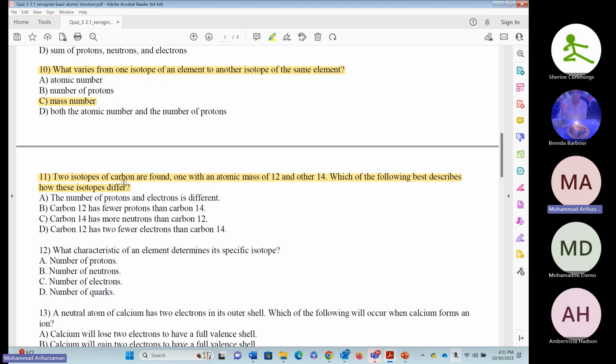Now, the atomic mass is 12. Can you remember the number of protons? What is the number of protons in carbon? It's 8. No, 6. Carbon has 6 protons. So carbon has 6 protons and the atomic mass is 12. Can you calculate the number of neutrons from here? Oh, 6. So this is 6 neutrons, and that is an isotope.